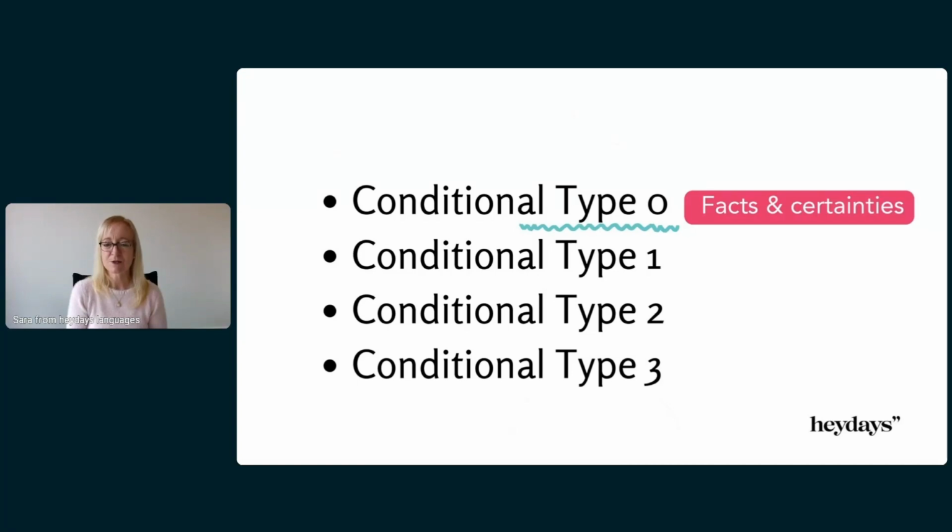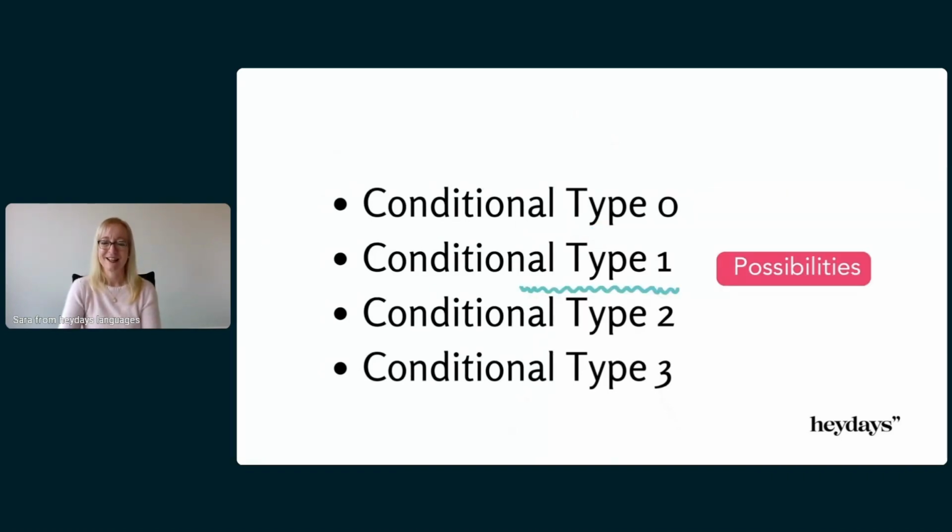Type 0 talks about facts, certainties, and routines. For example, if I have a toothache, I go to the doctor. You can say that's a fact or what I always do in that situation. Okay, I don't have a toothache at the moment, so I don't need to go to the dentist, but if I have a toothache, I go. That's type 0. Facts, certainties, and routines.